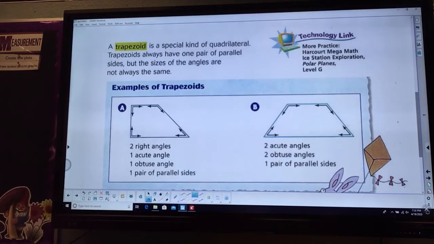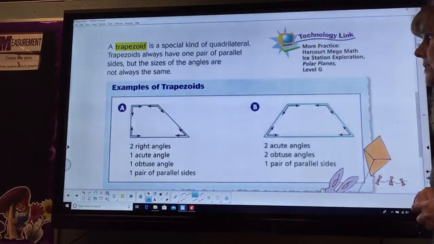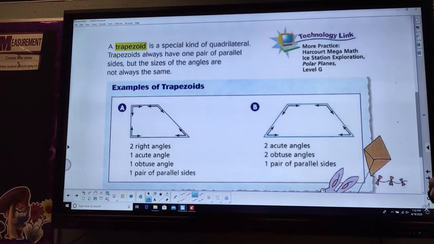And we talked about that in our last lesson, about how they can be different sizes and even have a different look to them. And this is a really good example of that. If you look at example A, this particular trapezoid has 2 right angles, 1 acute angle right down here, and 1 obtuse angle up above that. It does have just the 1 pair of parallel sides though. Example B has 2 acute angles, 2 obtuse angles, and 1 pair of parallel sides. And once again, trapezoid is special because it only has that 1 pair.